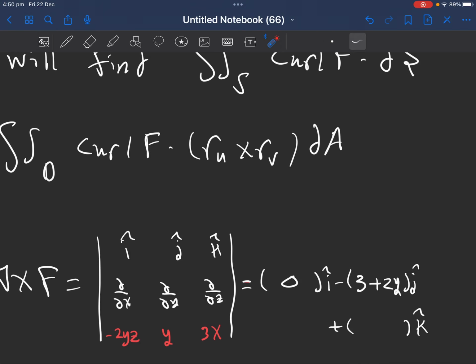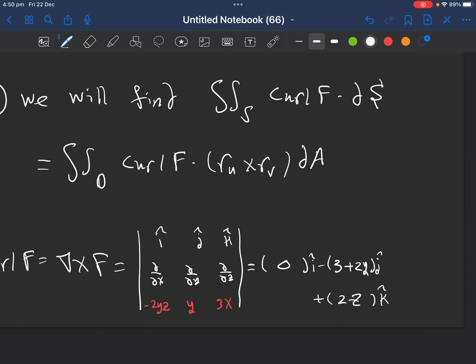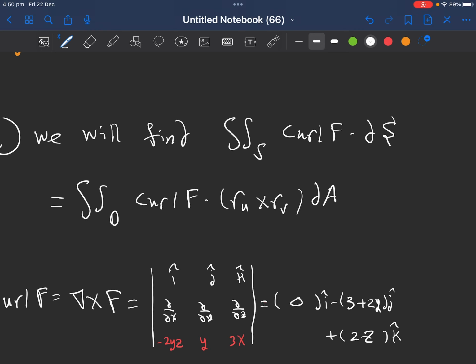Finally, for the k, if we cancel the column and the row of k, this will be 0 and this will be just negative 2y, and this is just 2z. And that's the curl. So first we find the curl. Now the next step is we will go ahead and try to find a parameterization for our curve.